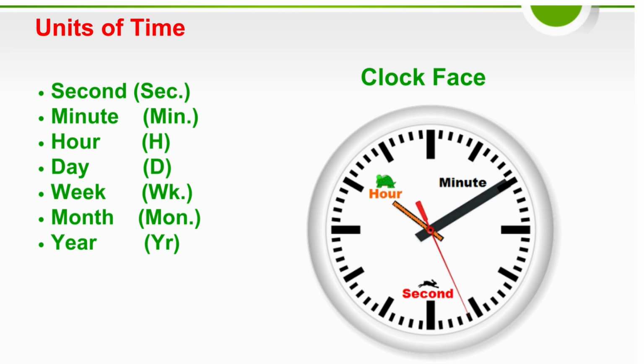And don't forget, we recall that 60 seconds make 1 minute, 60 minutes make 1 hour, 24 hours make 1 day, 7 days make 1 week, 4 weeks make 1 month, 12 months make a year, 365 days make a year, 366 days make 1 leap year, 10 years make a decade, 100 years make 1 century, and 1,000 years make 1 millennium.